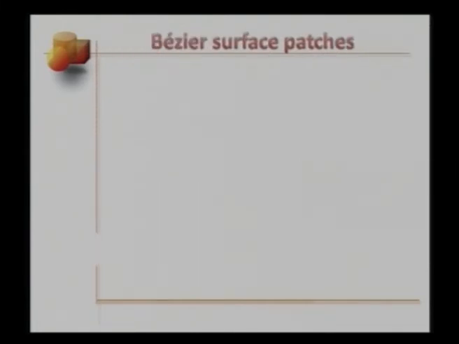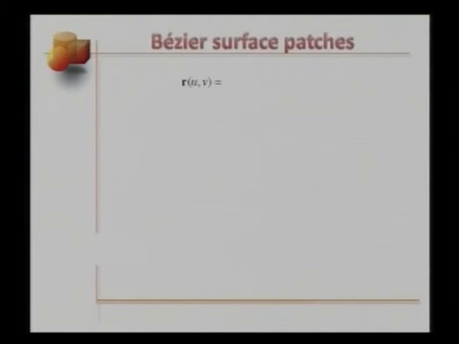Let's move on now to more commonly used patch models. The first one of those is the Bézier surface patch. 10 marks for guessing this. How would the mathematical form of a Bézier patch look like? Well, think about it. It would be using Bernstein polynomials, as functions of u and v independently.